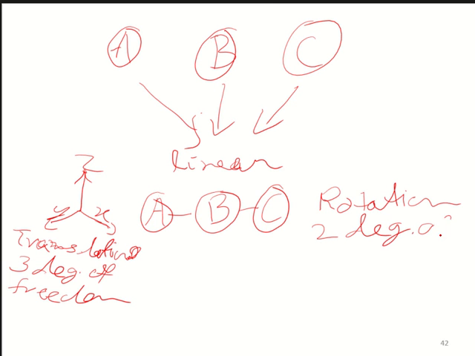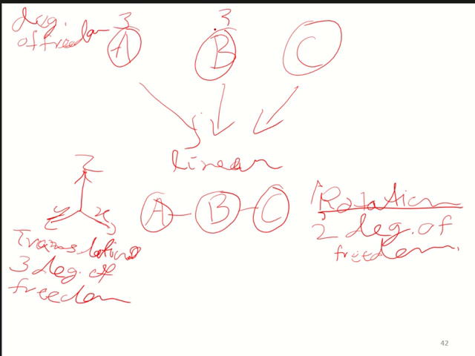Two degrees of freedom, and so 3 plus 2. How many degrees of freedom did you have initially? 3 for each atom, 3, 3, 3, total 9 degrees of freedom. So the final molecule should also have 9 degrees of freedom in total.